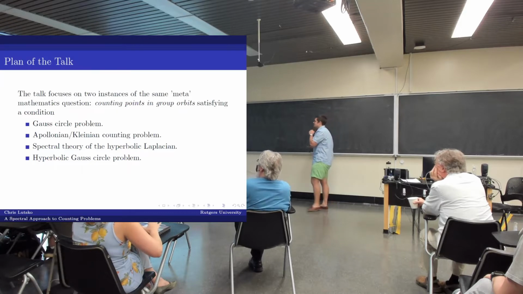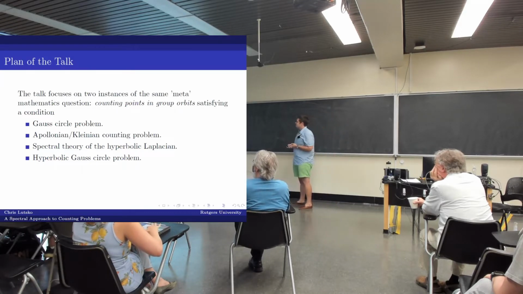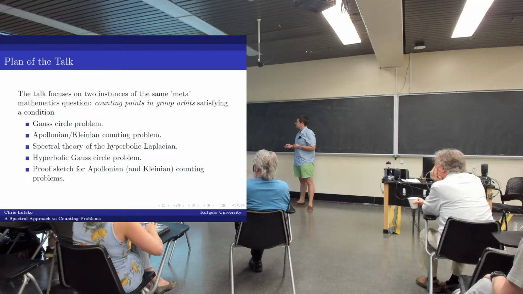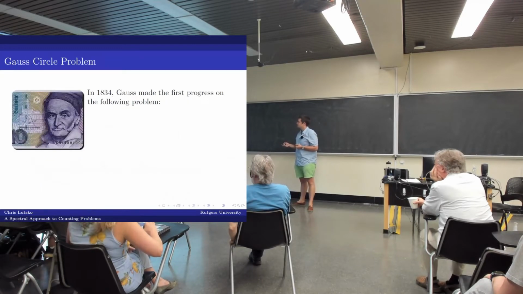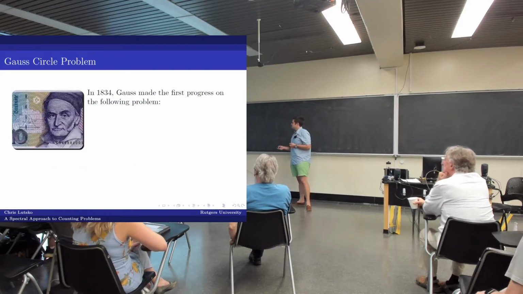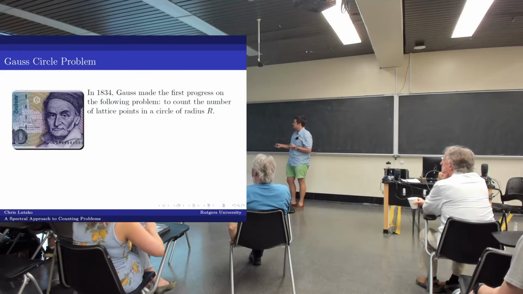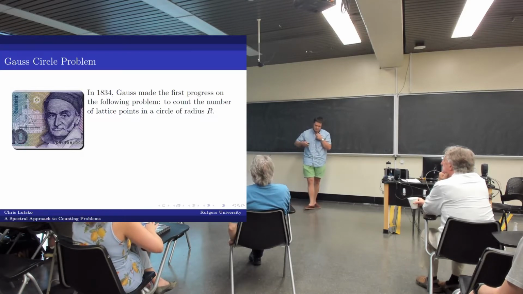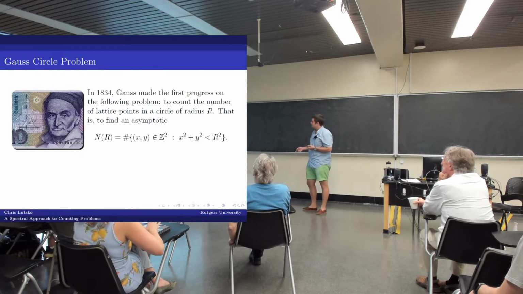So here's the historical stuff. In 1834, Gauss made some progress in the following topic. He wants to count the number of lattice points in the integer lattice inside a circle of radius r. To put this another way, here's the mathematical formula: he wants to count the lattice points inside Z squared such that x squared plus y squared is at most r squared.